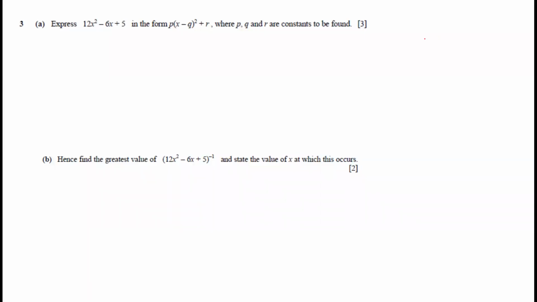So question 3. Express 12x² − 6x + 5 in the form p(x − q)² + r, where p, q, and r are constants to be found.